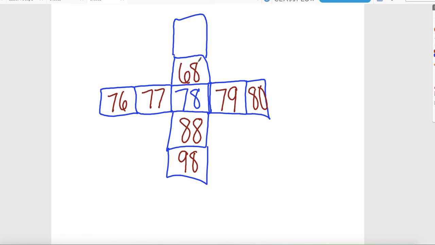And if I'm starting at 68, and I need to go 10 back, Kaden, where should I land? 10 back from 68. I'm starting at 68, and I'm going 10 left or 10 back. All I need to do is go up one row on the number grid above 68. You can find 68 on your number grid. Put your finger on it.